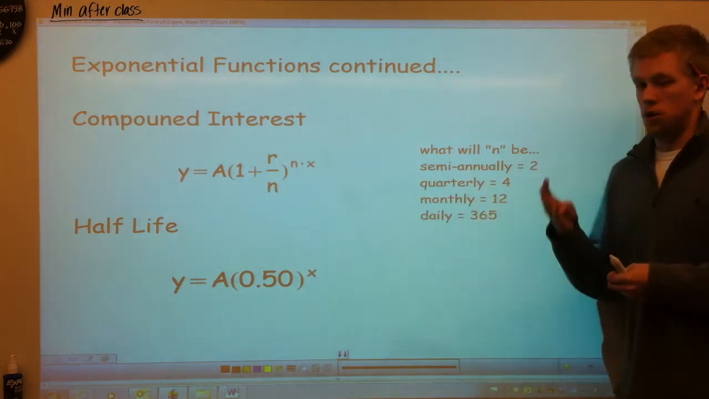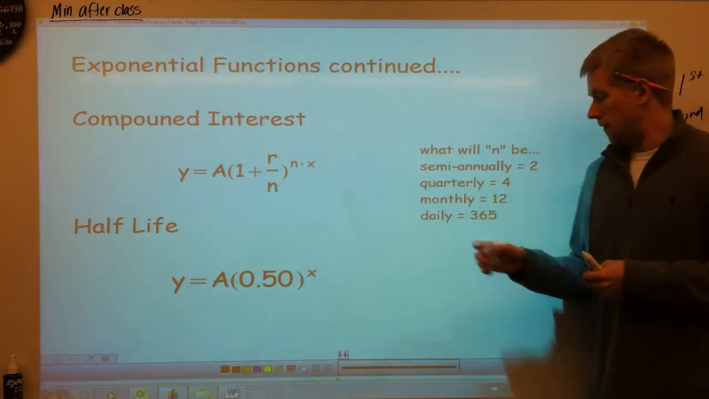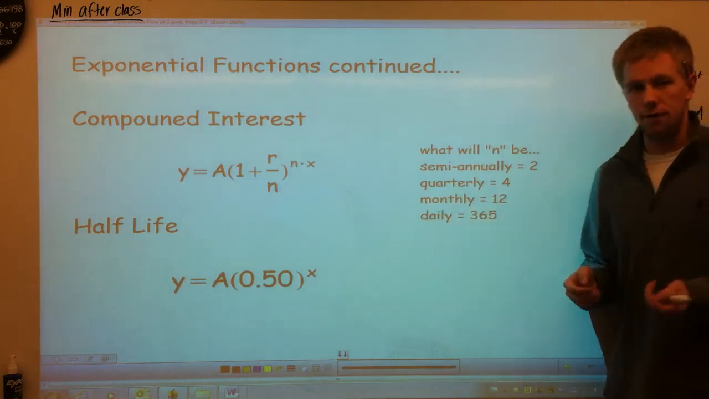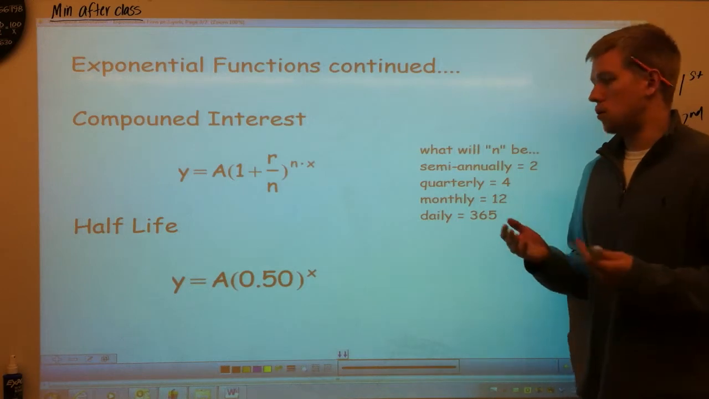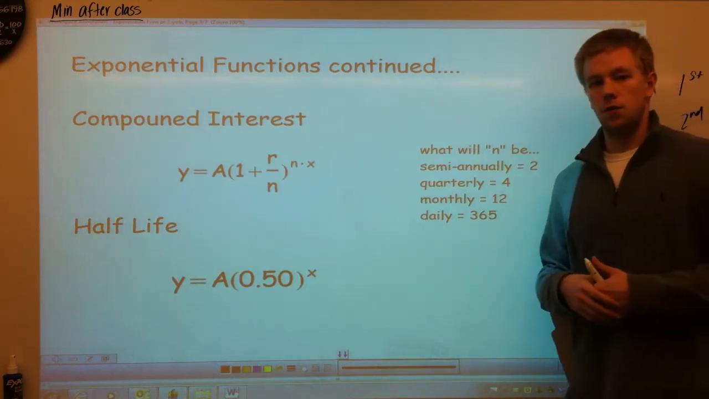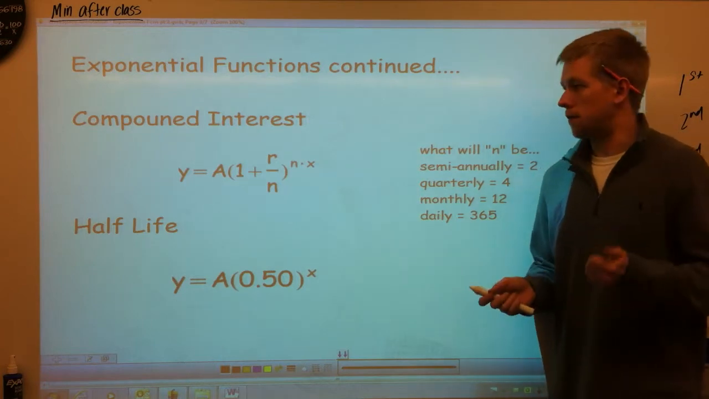If it's quarterly, you're going to plug in 4 for n. If it's monthly, there's 12 months in a year, you're going to plug in 12. If it's daily, 365 because there's 365 days. If they do weekly, for whatever reason, they normally don't, but it'd be 52 because there's 52 weeks in a year. Fun fact for you if you didn't know that.